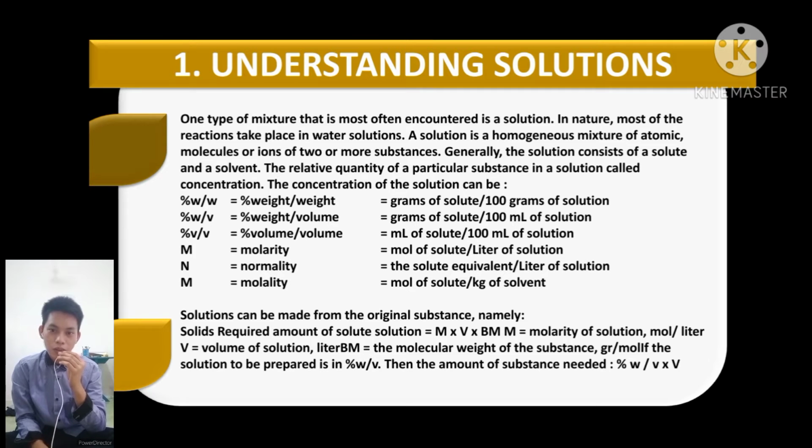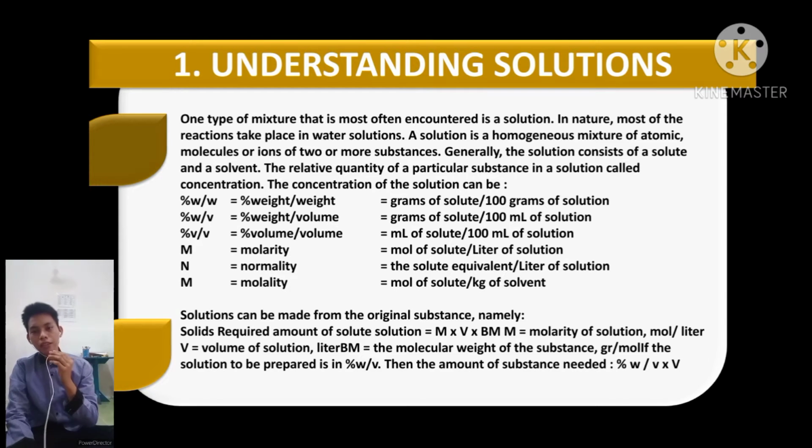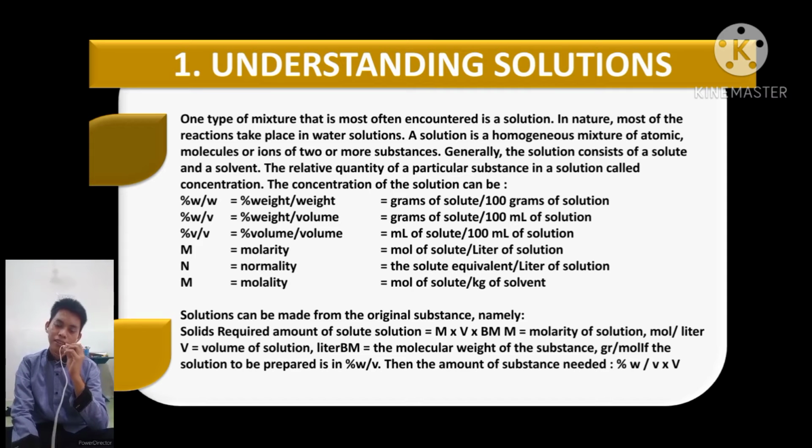Solution can be made from the original substance, namely solid. The required amount of solute is: gram equals M multiplied by V multiplied by Mr. M is the molarity of solution, V is the volume of solution, and Mr is the molecular weight of the substance.